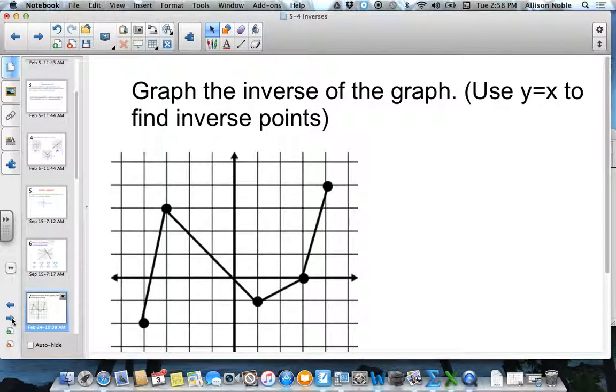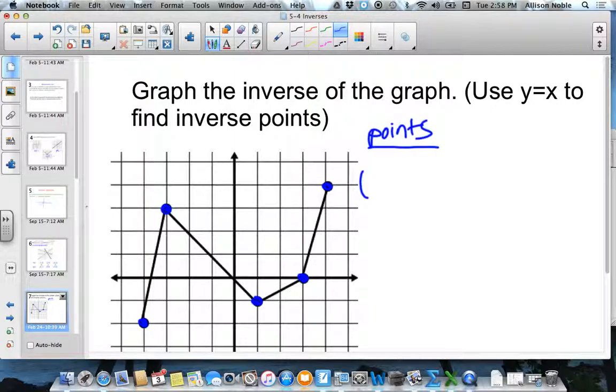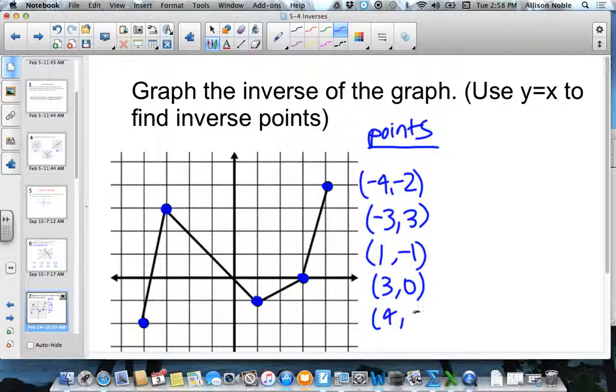To graph the inverse of a piecewise function like this, you would just use y equals x to invert the points. First I'm going to list all the points that are on here, and then I'm going to switch the x's and y's and graph the inverse of them. So my original points are -4, -2, -3, 3, 1, -1, 3, 0, and 4, 4.